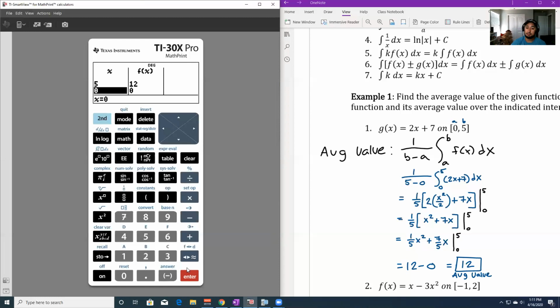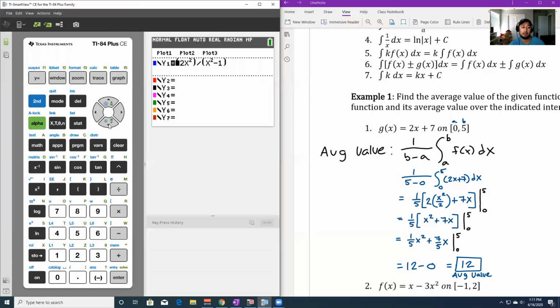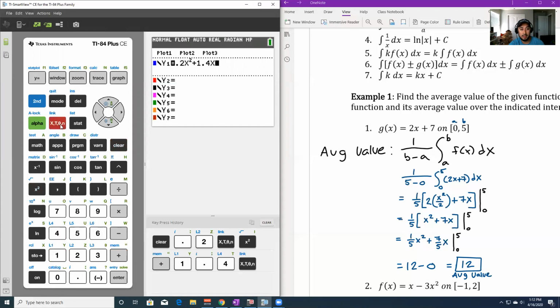There you go. Now, again, long way for everything. So that was on this calculator. Let's go to the graphing calculator, because let's say you don't have that integral function. So again, I'll do it again. 1/5, so 0.2 x squared plus 1.4 x.